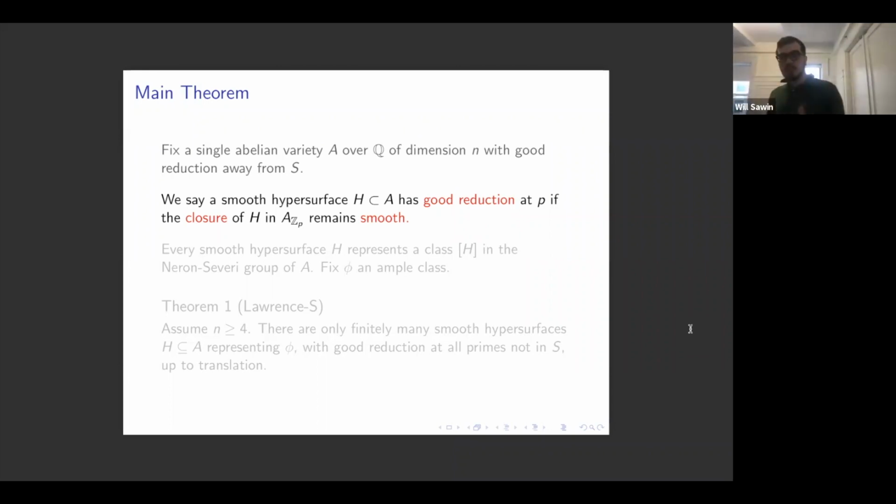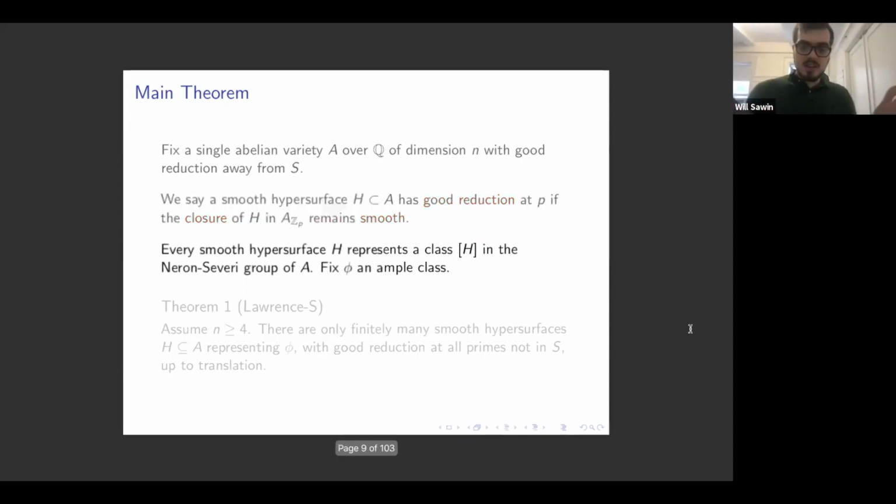And then for abelian varieties, the dimension was the only topological invariant. For hypersurfaces, there's another topological invariant, which is their class. You can think of this in an algebraic geometry way as the class in the Néron-Severi group. You could also think of it as the homology class represented by the hypersurface. We'll fix that class, and to make things as non-trivial as possible, make the class ample.